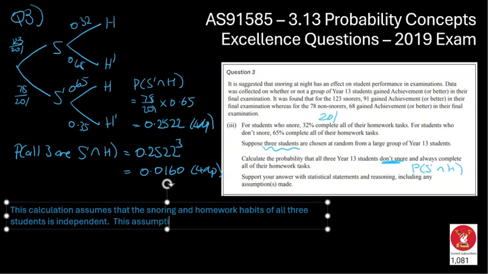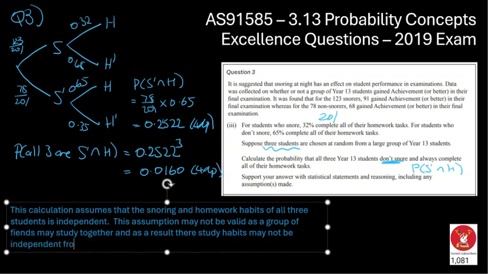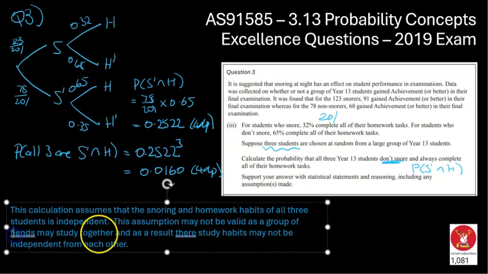So this assumption may not be valid as a group of friends may study together, and as a result, their study habits may not be independent from each other. So yeah, we made that assumption. Probably not the best assumption. I've spelled that wrong and I spelled friends wrong. There we go.